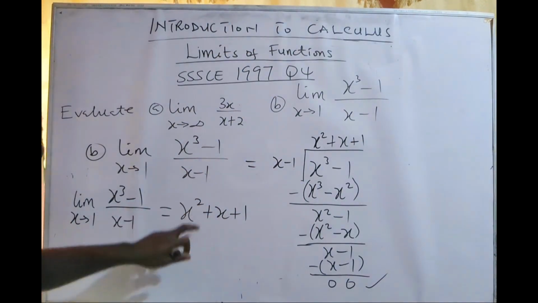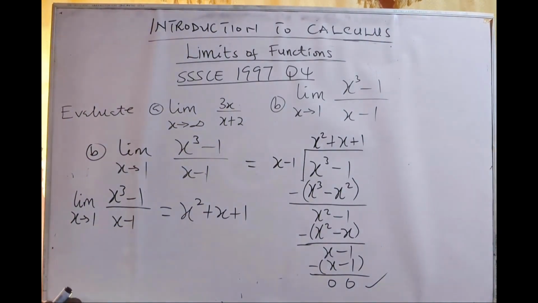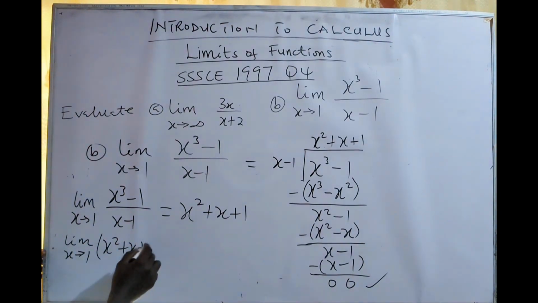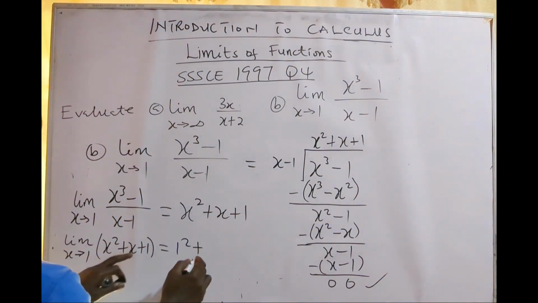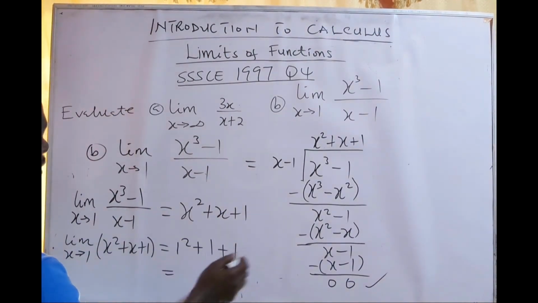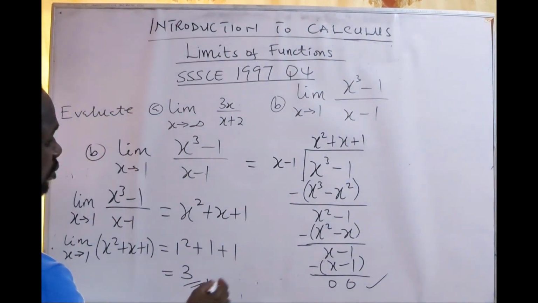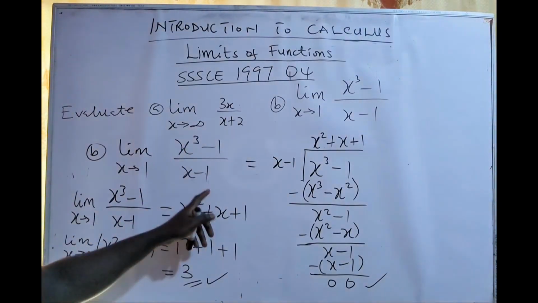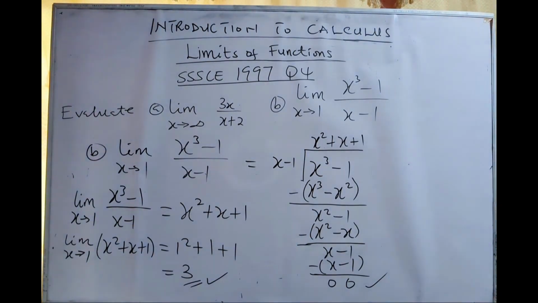So since I'm getting x squared plus x plus 1, then what can I say? It means that the limit as x approaches 1 of x squared plus x plus 1 is equal to 1 squared, which is 1, plus 1 plus 1, which gives us 3. So my answer is 3. So the limit of x cubed minus 1 over x minus 1 is equal to 3. I believe you get it.